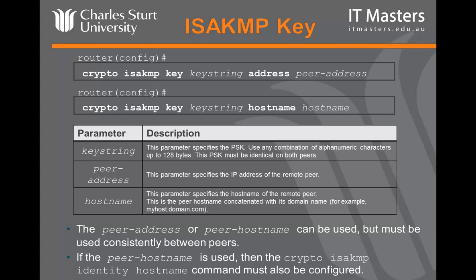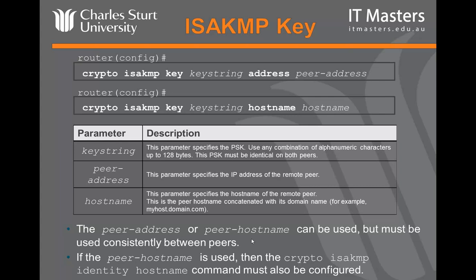And then lastly, hostname. The parameter specifies the hostname of the remote peer. The reason you might use hostname is that you might be working with devices that either load balance or may change their IP address. So if you use a hostname, it doesn't matter what the underlying IP address is, it should still work.